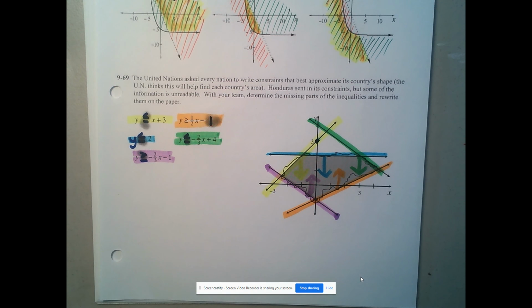All right. Hopefully that makes sense why we have this one region that fits all 5 of the constraints, and it is estimating the area of that country.